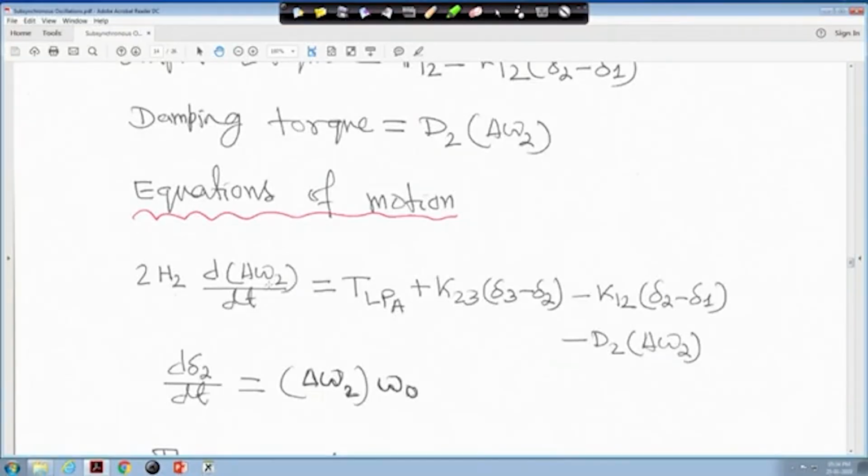Okay, so we are back again. Next is equations of motion, and this is the last part of this course. So next is the equation of motion for section 2.